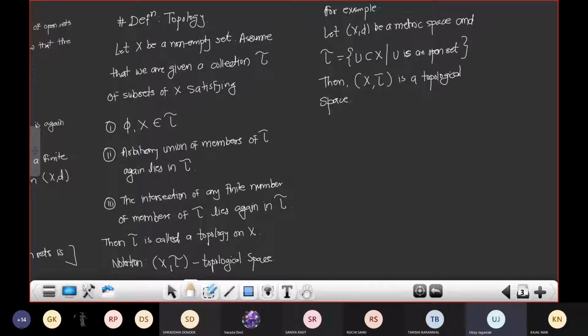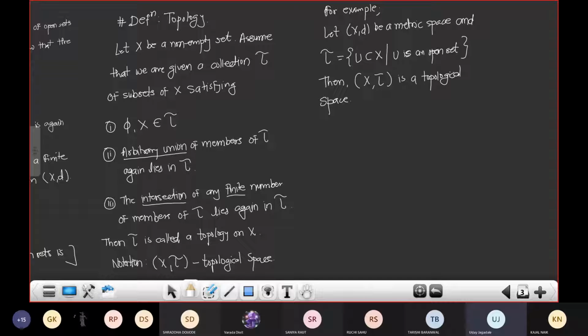Okay, any doubt, any question? The keywords are these two: arbitrary union and finite intersection. These are two keywords. So this is a definition of a topological space. Now let's do a few more examples.